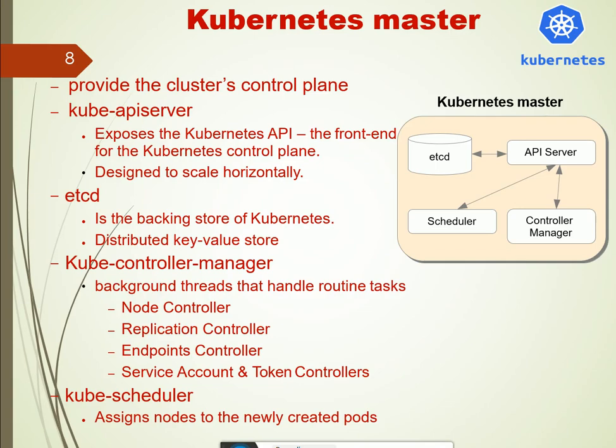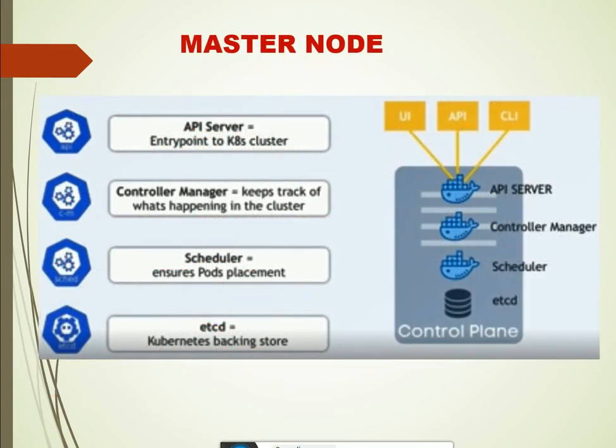Now proceed to the next thing. See, master node architecture. It contains the API server, controller manager, scheduler, and etcd. Through the API server, we can connect through the user interface, or through the API, or through the command line. And what is the role of the API server? It is the entry point to the Kubernetes cluster, through which we can manage all the things. The second thing is the controller manager. It keeps track of what's happening in the cluster.